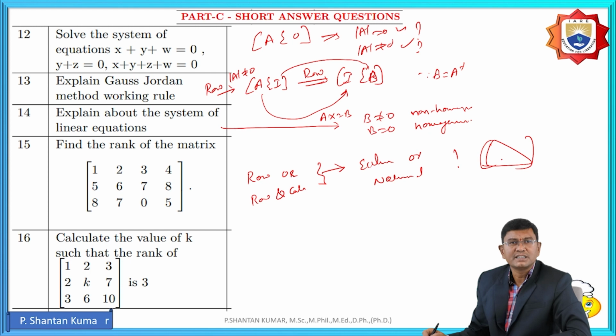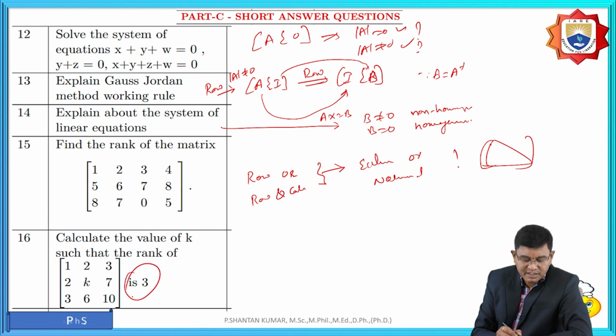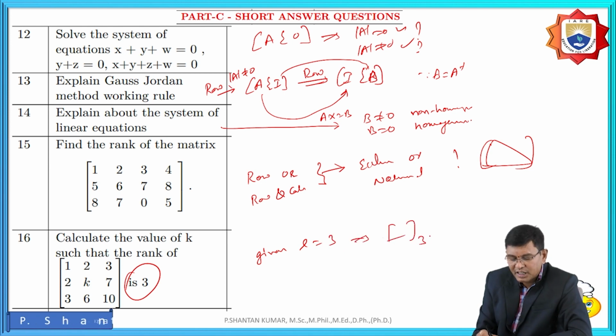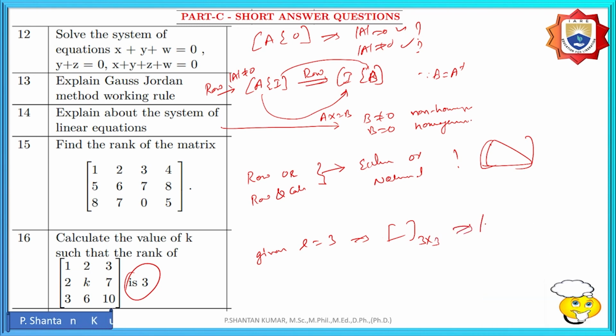Calculate the value of k such that the rank is 3. Given that the rank is 3 and the order of the matrix is also 3 by 3, the determinant of the 3 by 3 matrix is not equal to 0. Then we get the value. That means the matrix is of order 3 by 3 and the rank is also 3, so automatically the determinant is not equal to 0. That is the meaning of finding the solutions.